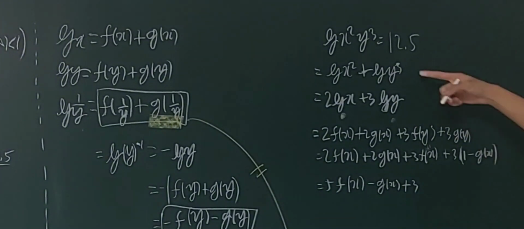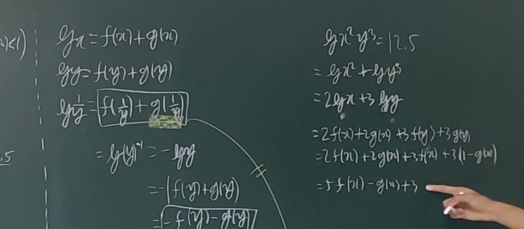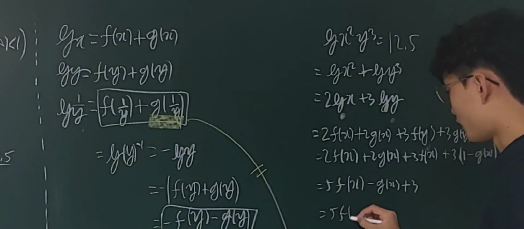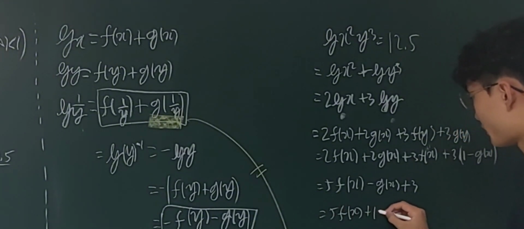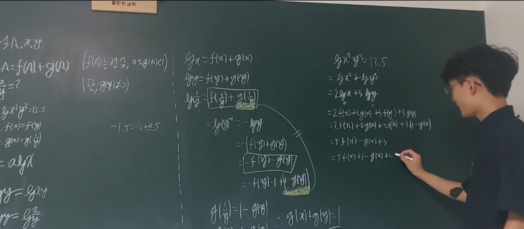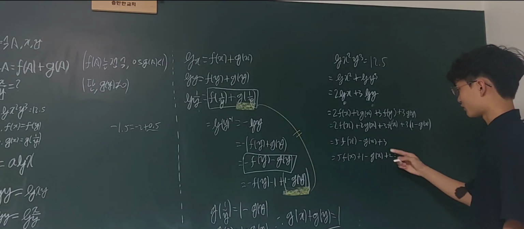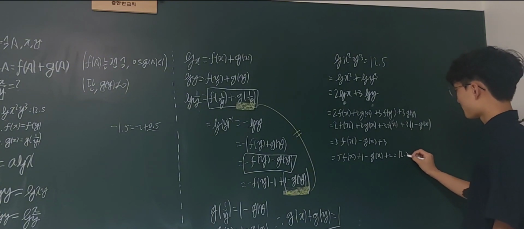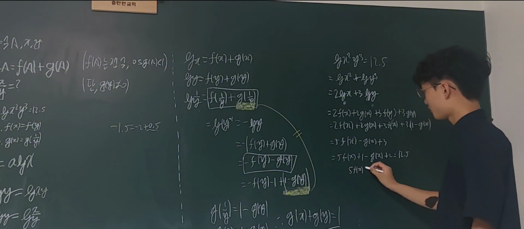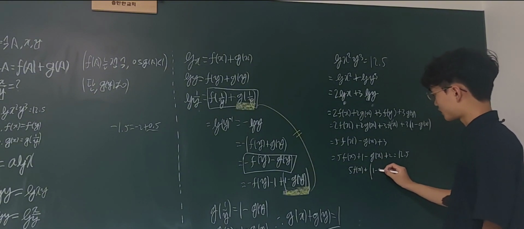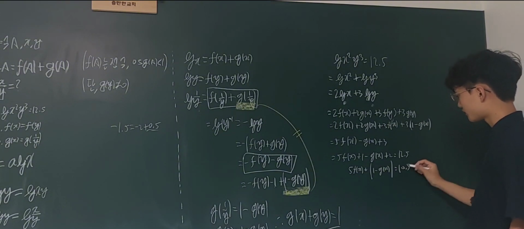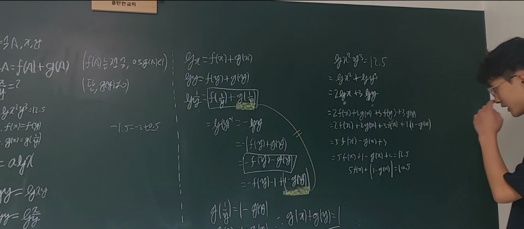Now, because we know that they are all equal to each other and this is equal to 10.5, I can just rewrite this as plus 1 minus g of x plus 2, and you will know why. The reason I separated 3 into 1 plus 2 is because I want to make this expression plus 1 minus g of x equal to 10.5. What I just did from here to here is subtract 2 on both sides.